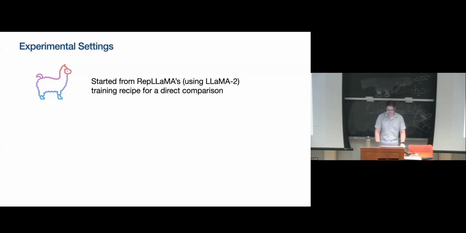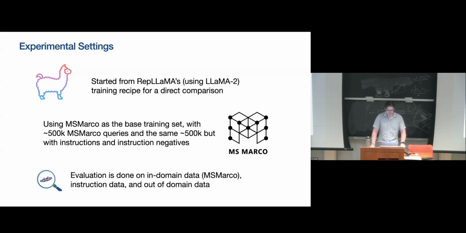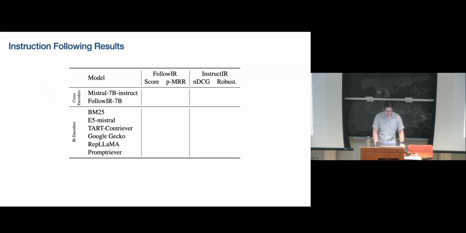What does instruction training get you? This is MS Marco, like I said. And then we're going to evaluate in domain, out of domain, and also on instructions. And so how does it do on instructions? Here are the same 2 data sets I talked about in the last one, Follower and Instructor. And cross encoders at the top, the Follower 7B was the cross encoder we trained in the last paper.